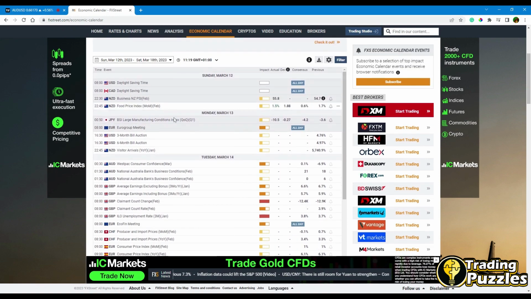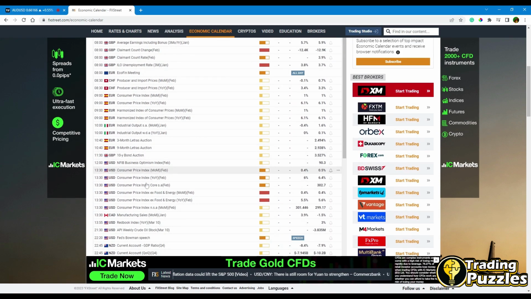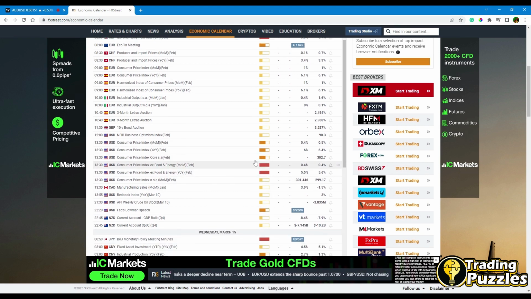From the fundamental perspective, we have to focus on Tuesday. We have the consumer price index, so the US is going to release the CPI data tomorrow. It may create high volatility. It can give power to the Australian dollar if they are going to have any bad data here, or depending on how the market will interpret this data. So let's see what is going to happen.